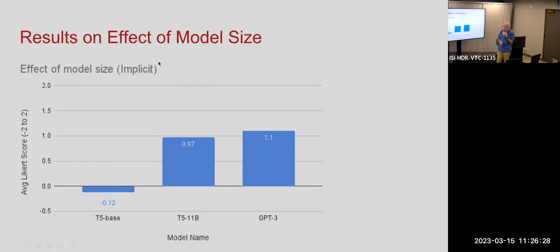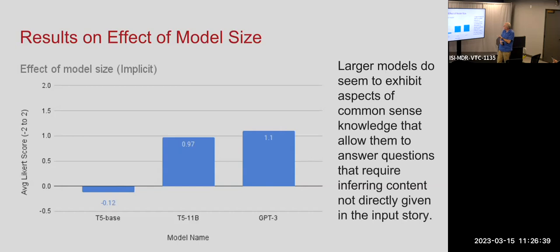This is the implicit, where you have to reason or something. T5 base isn't even positive, and these are getting positive. So some common sense knowledge is in these models, I would argue, from these results. Larger models do seem to exhibit aspects of common sense knowledge that allow them to answer questions that require inferring content not directly given in the story.